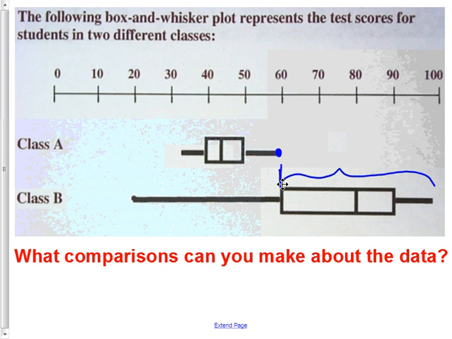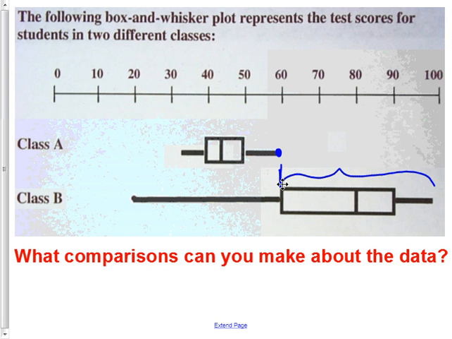So I can certainly see, if I were trying to figure out which class did better, I would certainly say Class B. Although there are some people who didn't do great in Class B, overall, Class B scored much, much higher than Class A. I can see there was more variability in the data for Class B. So certainly there were some very low grades, but there were also some very high grades. Class A, they were much closer together. They weren't very good, but they were much, much closer together.